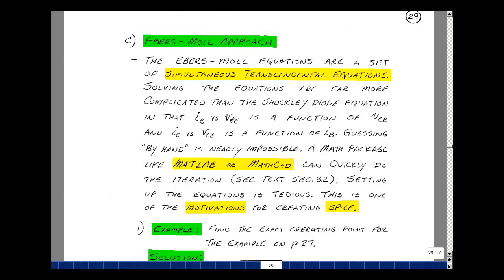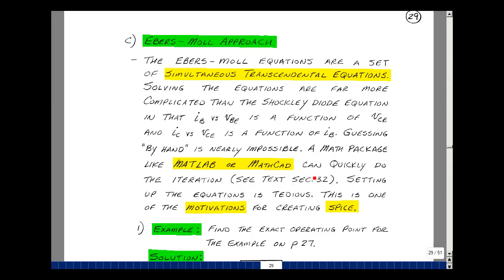We could also solve this problem by hand using the Ebers-Moll equations in our equivalent circuit. But like the diode, we have a transcendental equation, but now we've got 2 of them to solve, and that's even more difficult by hand. One way to do this is to use a math package like MATLAB or MathCAD, and in fact our textbook does that in section 3.2. It solves this problem using a math package.